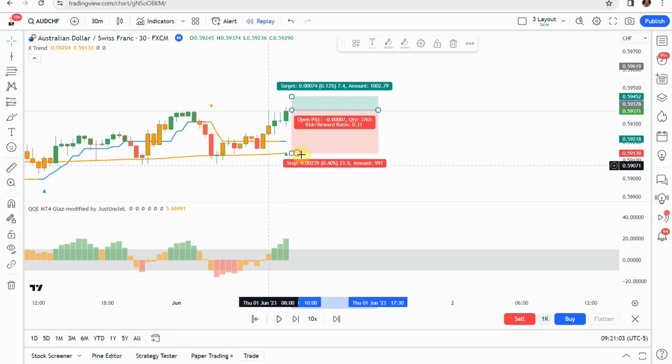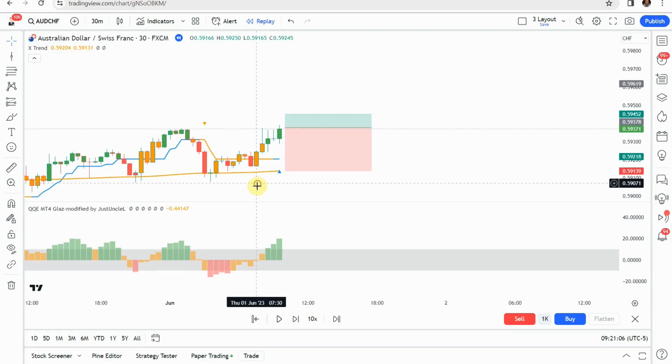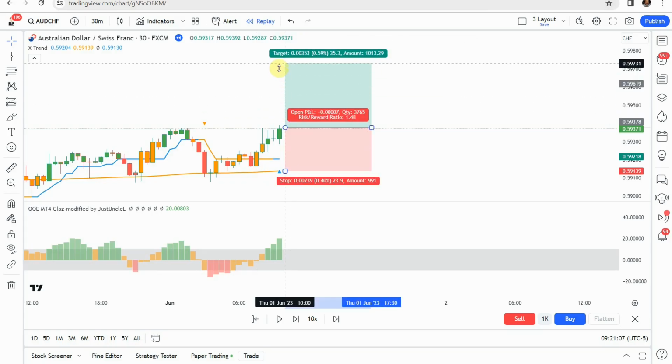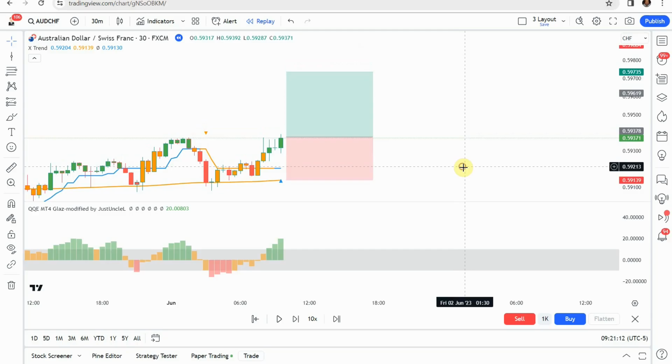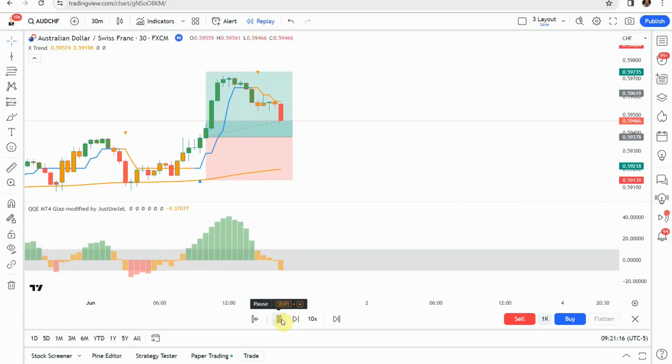We're going to set our stop right down here below the last swing, and we are going to target that 1 to 1.5 risk reward like so. Let's go ahead and play this one forward and see what we get out of it.